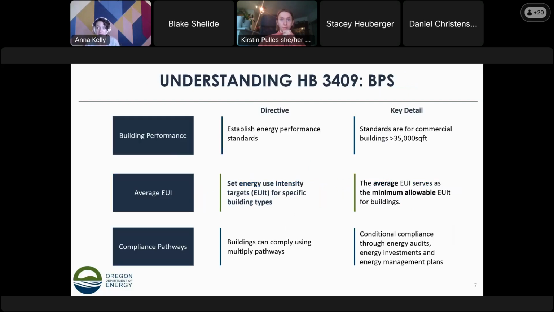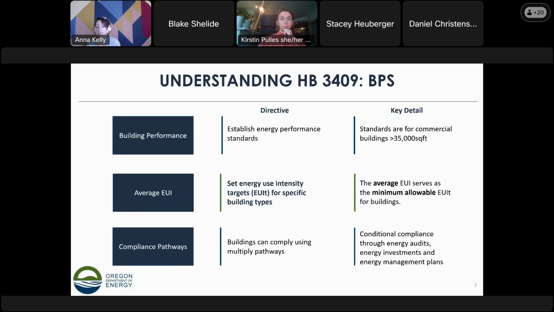The Building Energy Performance Standards came about through House Bill 3409 here in Oregon, and it kind of had three primary components. The first one was simply establishing the building performance standards for commercial buildings greater than 35,000 square feet. There were two other components. I'm going to go over the third one next and come back to the average EUI.